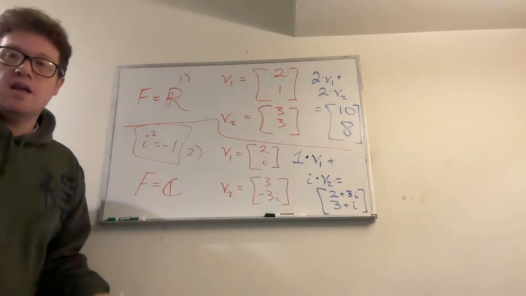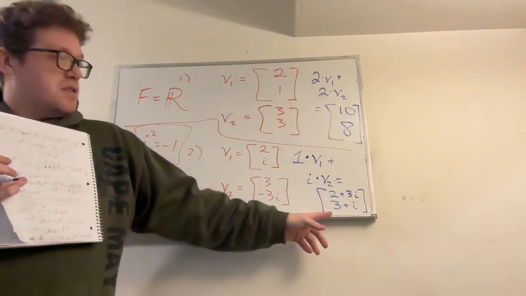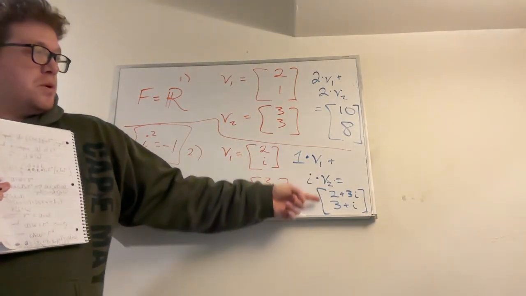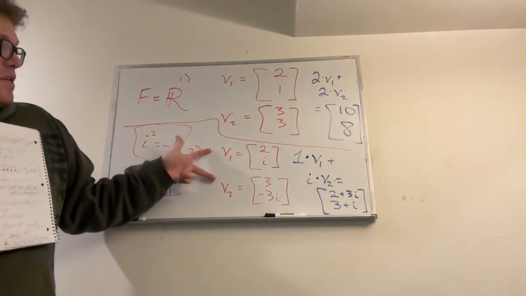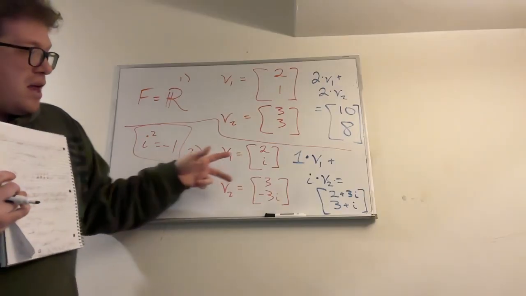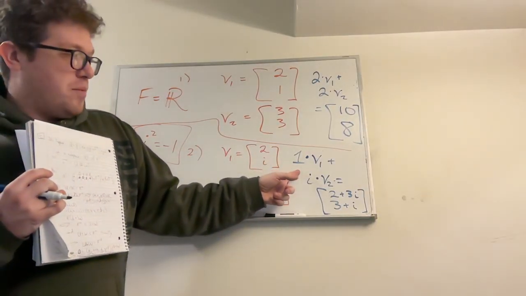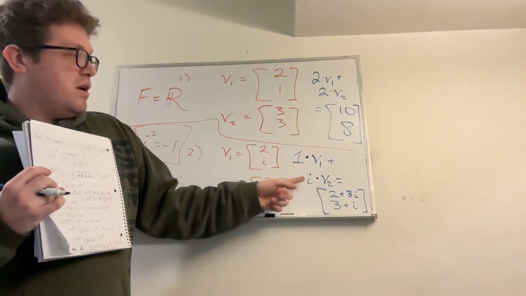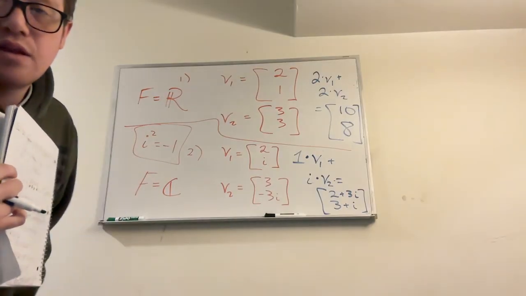Okay, so again, now we have vectors in C2 instead of R2, so they're lists of 2 complex numbers. We have complex vectors in C2, and we took some complex linear combination where we multiplied the first vector by 1 and the second vector by i. Then we took the linear combination.